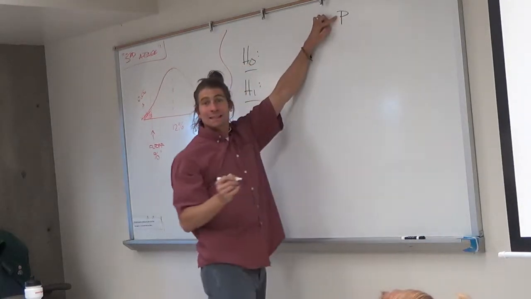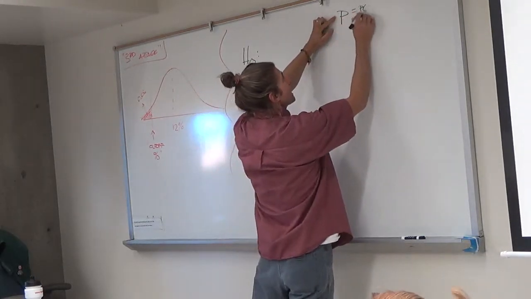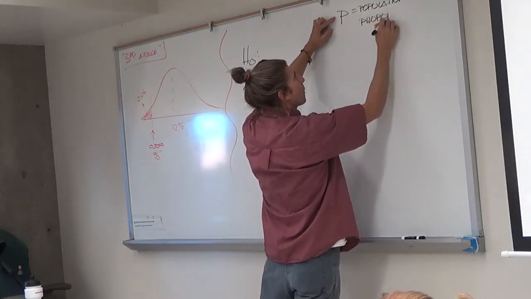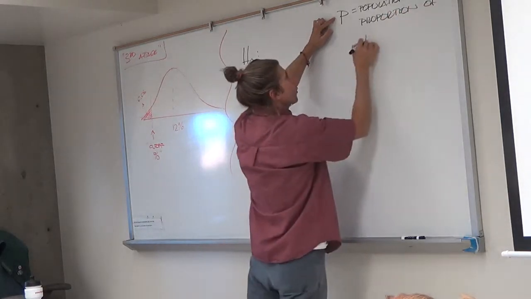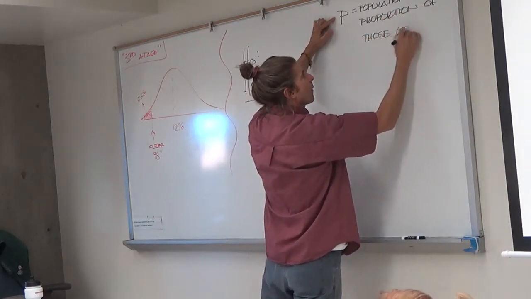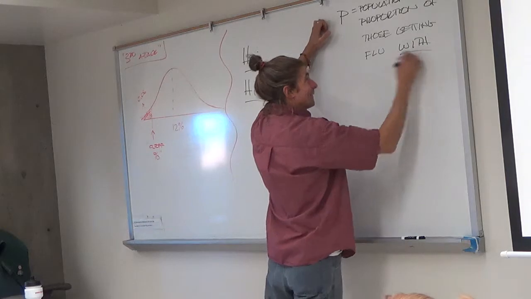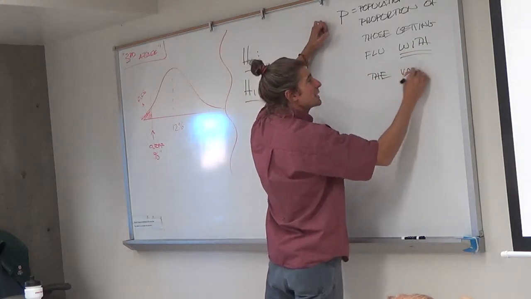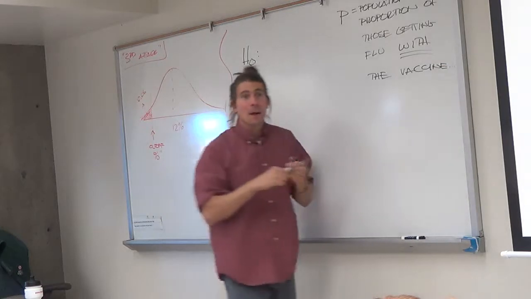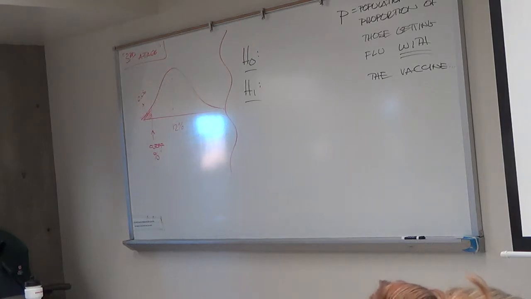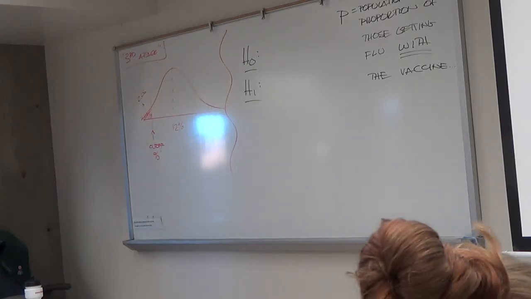Little p is going to be the population proportion of those getting the flu with the vaccine in their systems. Because remember, we want to see if the vaccine is effective or ineffective. We have to give them the vaccine to actually see if it's effective or ineffective. Does that make sense? We have to put the vaccine in their body and see what happens in order to see if it's actually doing anything.